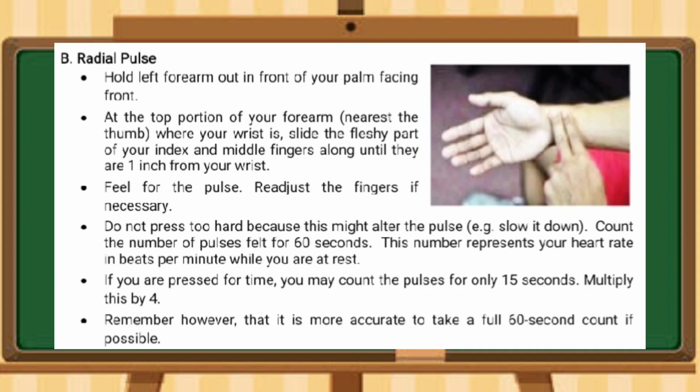Do not press too hard because this might alter the pulse. Count the number of pulses felt for 60 seconds. This number represents your heart rate in beats per minute while you are at rest. If you are pressed for time, you may count the pulses for only 15 seconds. Multiply this by 4. Remember, however, that it is more accurate to take a full 60 second count if possible.